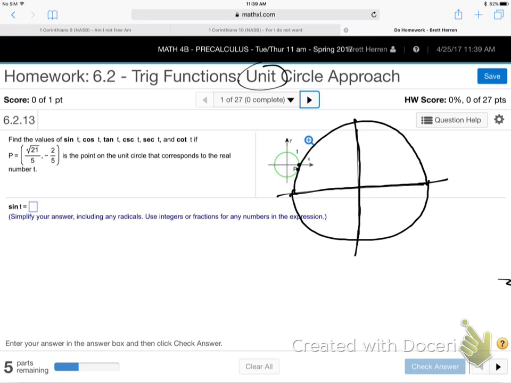Just 1 radius. Okay, so the unit circle, and they're giving me the point P, which is right here. They're saying it's root 21 over 5, comma, minus 2/5. Okay, so what does that have to do with sine? And then they're going to ask me all the trig functions. So how do you figure out the sine from a point P on the unit circle? What does the sine, cosine, tangent stuff have to do with points on the unit circle? Do you remember?